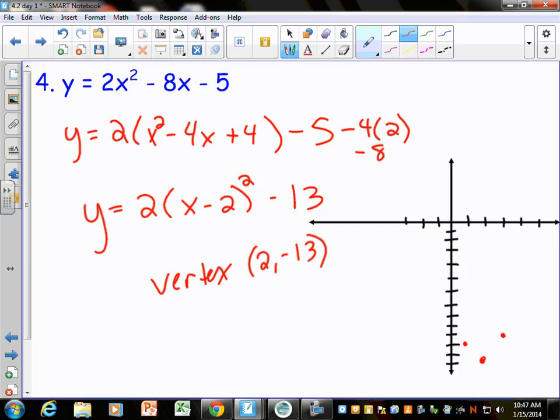We went 1 more. Normally when you plug 2 into x squared, what do you get? 4. So if this one's stretched by a factor of 2, if you go over 2, you should go up twice 4, which would be up 8. 1, 2, 3, 4, 5, 6, 7, 8. And that would be the same.